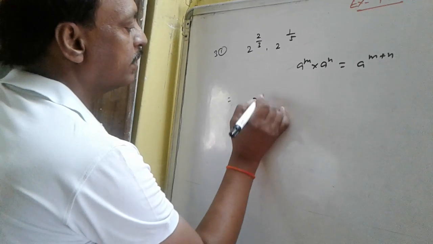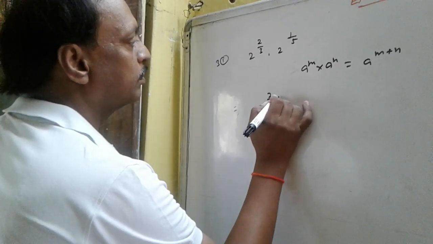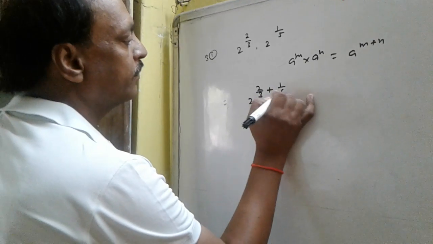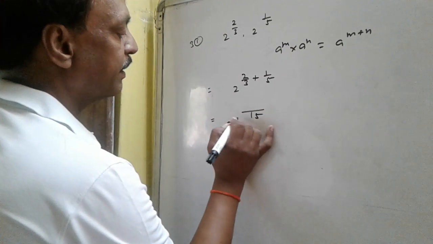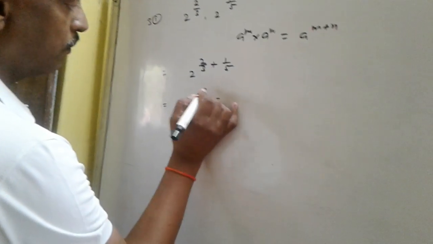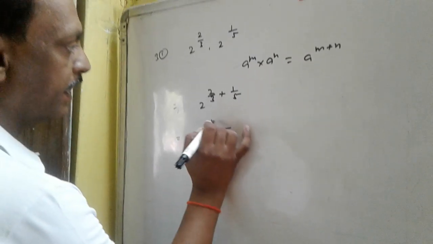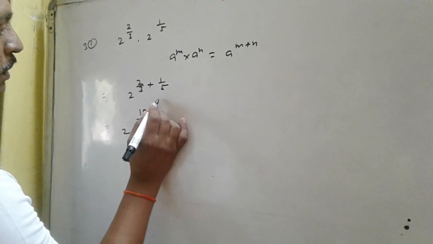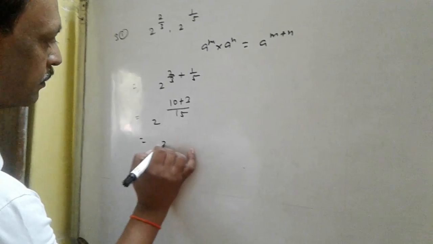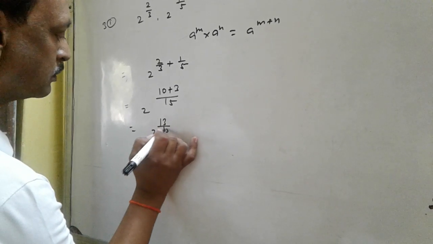So look here, it will be 2 to the power 2 by 3 plus 1 by 5. Now the LCM is 15, 10 plus 3. So this is the answer.